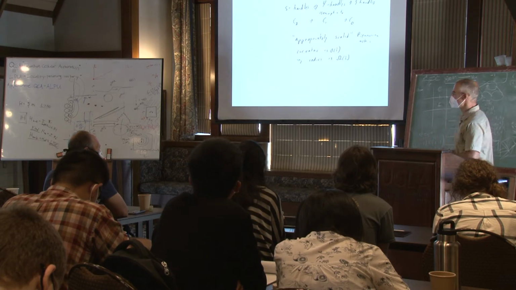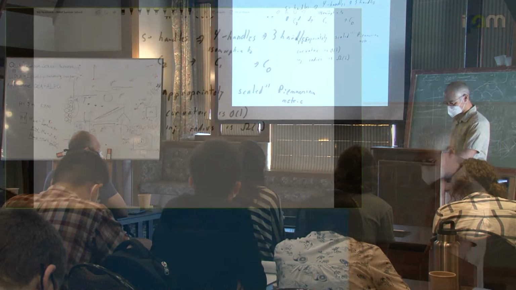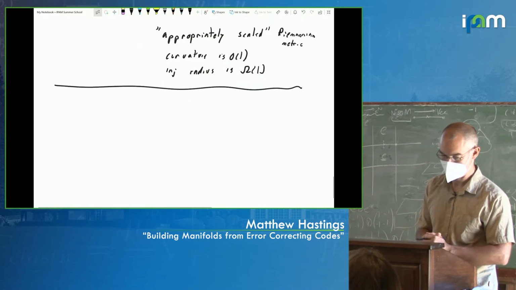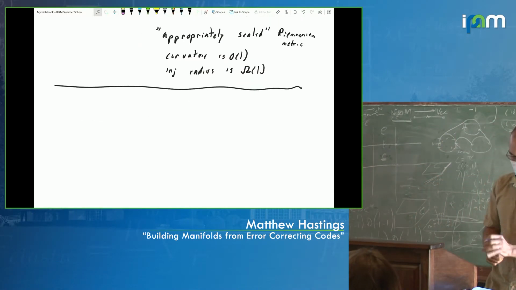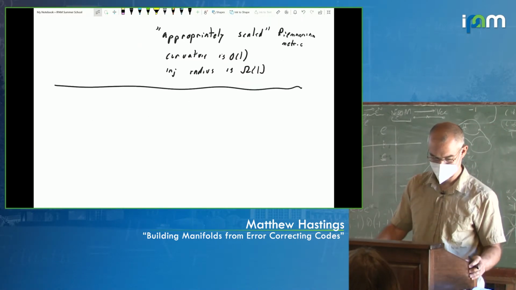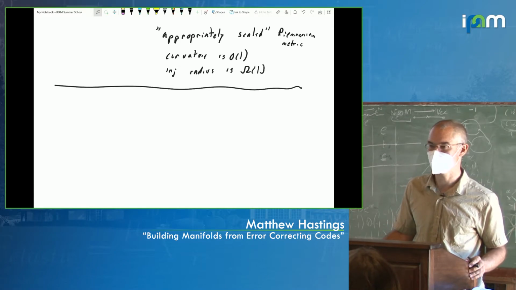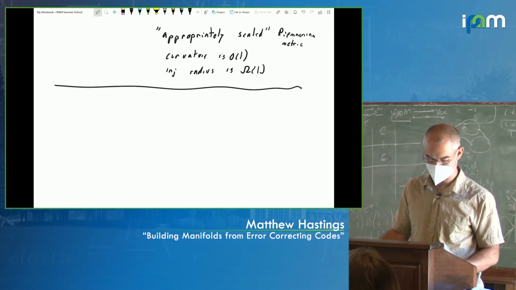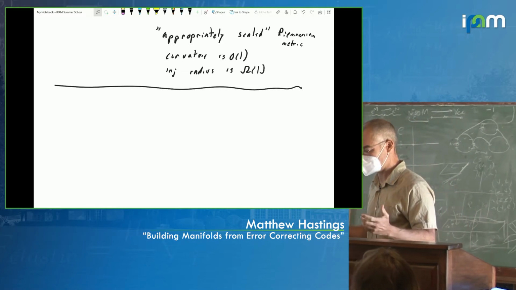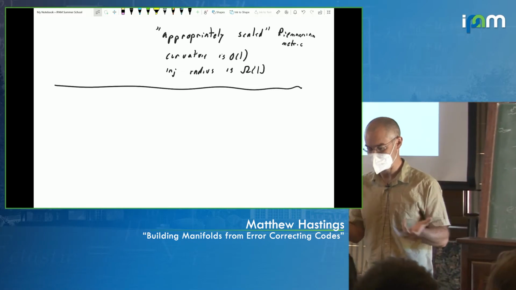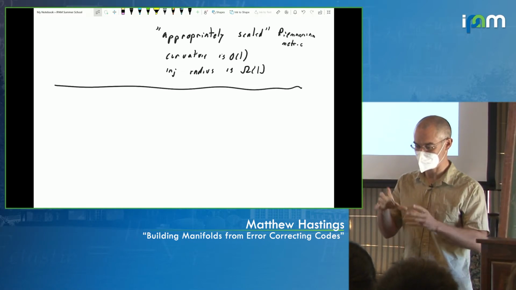Okay. So how would you reverse engineer a manifold from a code? So what you might try to do is start out by building something that's not a manifold. Even in this naive attempt, we're not going to build something that's a manifold. We're going to build something that's very singular.